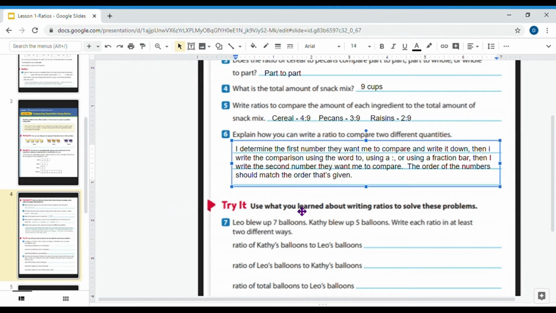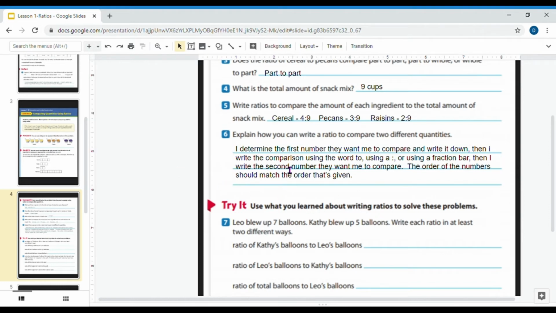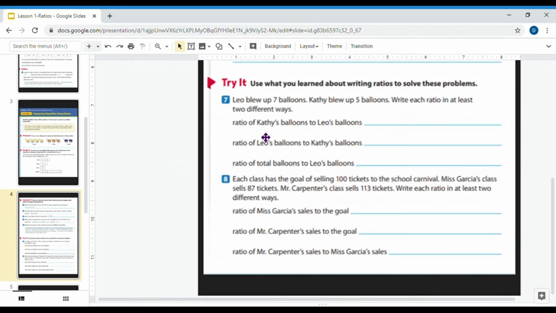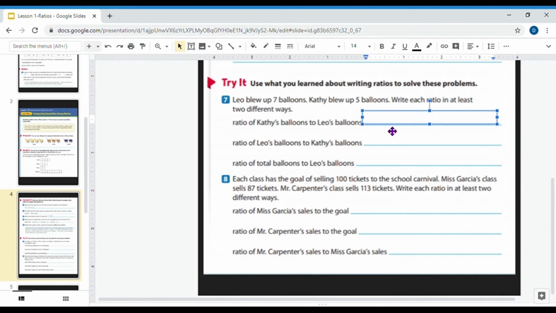Next part is trying it. Use what you learned about writing ratios to solve these problems. Leo blew up 7 balloons. Kathy blew up 5 balloons. Write each ratio in at least 2 different ways. So I'm going to use the word to and the colon because the fraction is kind of a pain on the computer. The ratio of Kathy's balloons to Leo's balloons. Kathy had 5 balloons. Leo had 7 balloons. So we're going to write it as 5:7, and then also as 5 to 7.